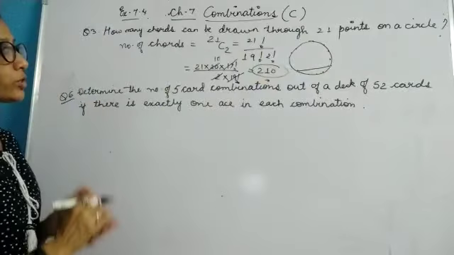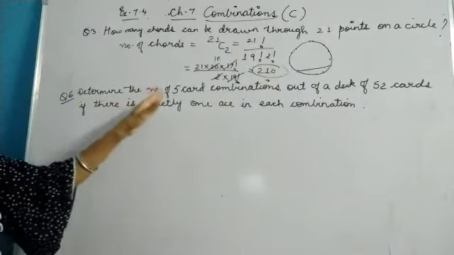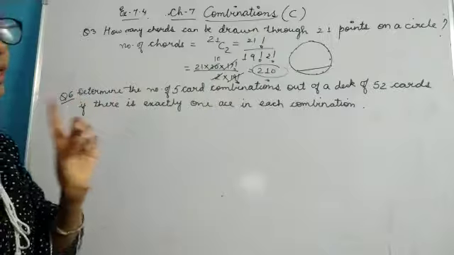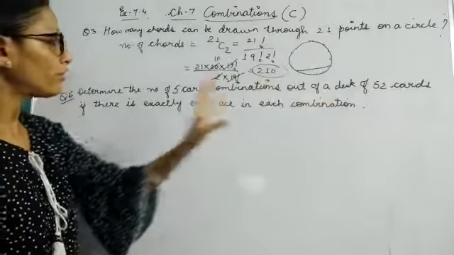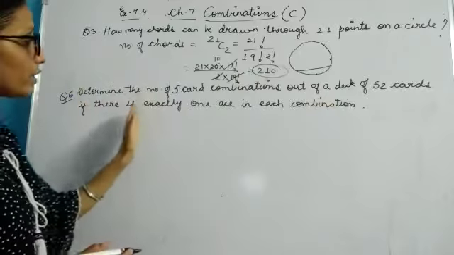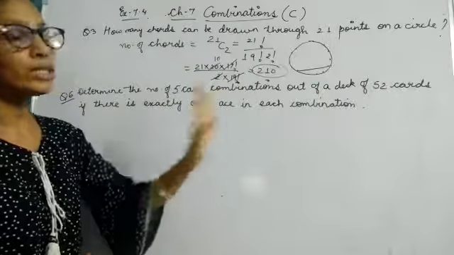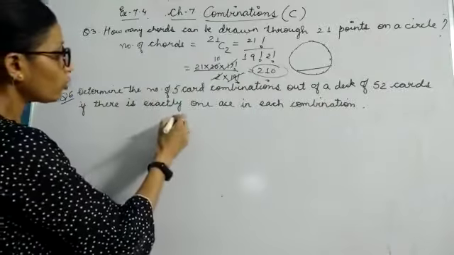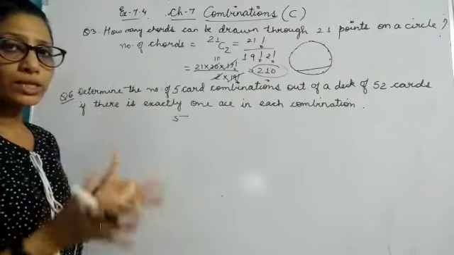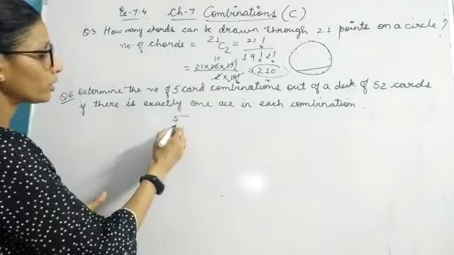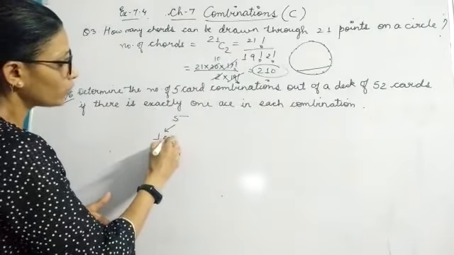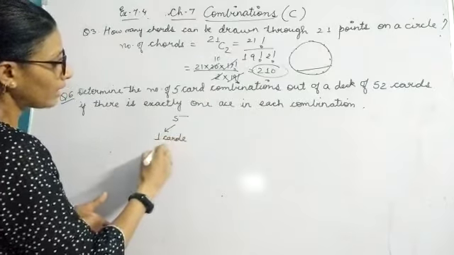Let's see this question, children. Determine the number of 5 card combinations. That means you need to select 5 cards out of a deck of 52 cards, if there is exactly one ace in each combination. You want to select 5 cards, but it has been said in the question that one card should be an ace.